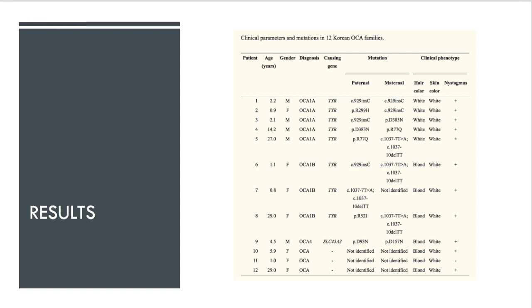Moving down the list, we see that overall patients 1 through 8 are essentially the same. However, we know that OCA1B is associated with minimal amounts of melanin, not total. So it makes sense that the hair color of those with OCA1B is blonde instead of white. As for the mutations, in this study, mutations in the TYR and the SLC45A2 genes were looked for, while mutations in the OCA2 and the TYRP genes were not. This is most likely the reason that some of the mutations were unable to be identified.